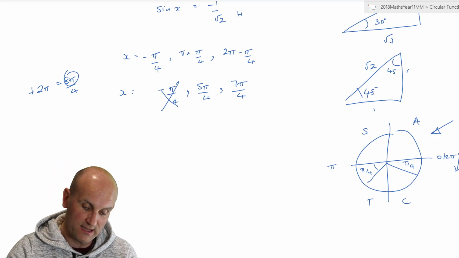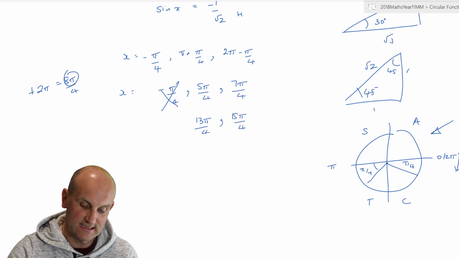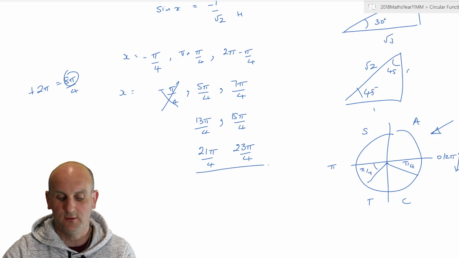So 5 plus 8 is 13 pi on 4. And the next one, add 8 to that, will give me 15 pi on 4. And then add 8 to this, gives me 21 pi on 4. And the next one gives me 23 pi on 4. And I'm finished. Yes, that's the end of my question.